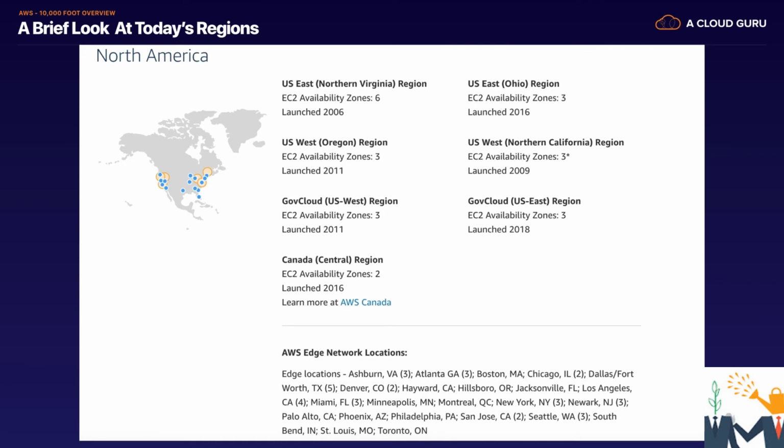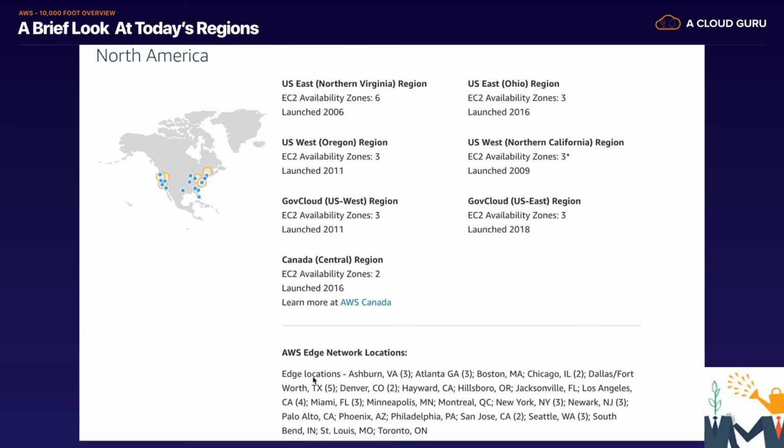So let's have a look at today's regions. We've got North America. North America consists of a whole bunch of different regions. So we've got Northern Virginia, Oregon, US West. We've got the Central region, which is Canada. US West that I'm talking about here is actually just for GovCloud. So GovCloud, you can see there's GovCloud US West and GovCloud US East. This is for government customers only. This is not for private corporations. So do bear that in mind. We then got the US East, which is in Ohio, and we've got US West in Northern California.